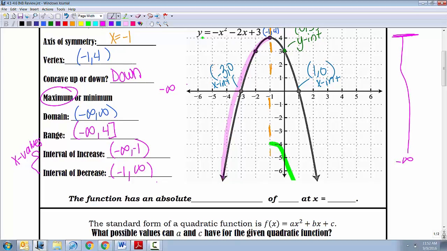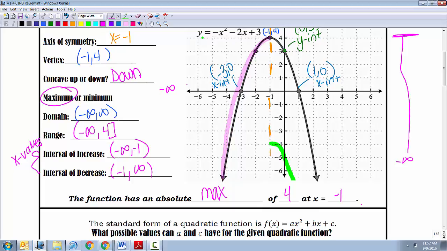The function has an absolute max or min. What did we say it was? A max. Of what number at x equals what? So this is always going to be your vertex. You just need to figure out what goes where. Of 4 at negative 1. Here's the trick. Well, I know the x value of my vertex. It's negative 1.